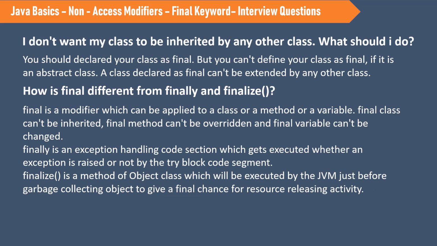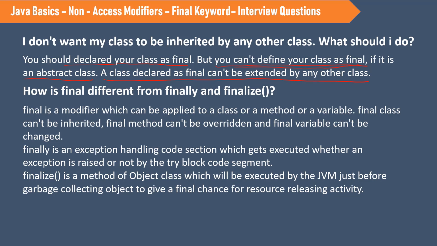Next one is, I don't want my class to be inherited by other class. What should I do? So the answer is simple. You should declare your class as final. We have seen it in the previous video. When we declare a class as final, we cannot create a child class for that class. But you cannot define your class as final if it is an abstract class. So this is another thing. If it is an abstract class, you cannot declare it as final class. A class declared as final can't be extended by any other class.